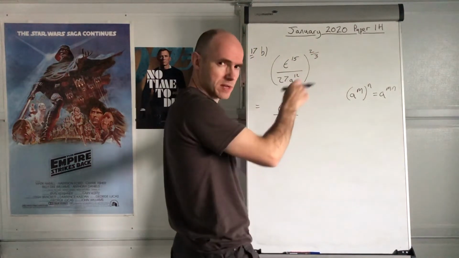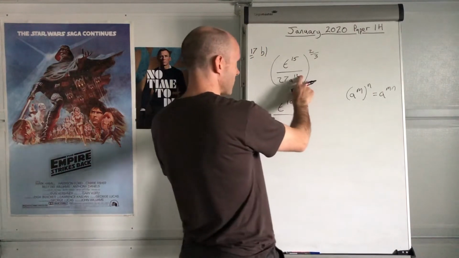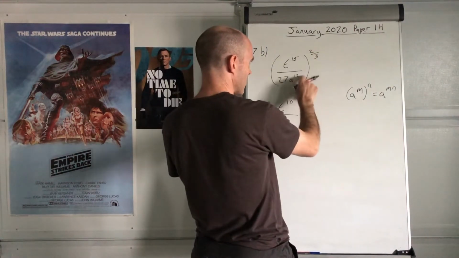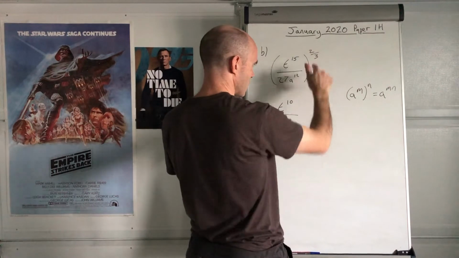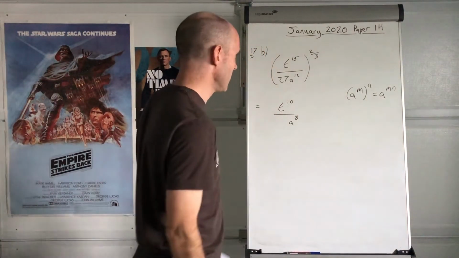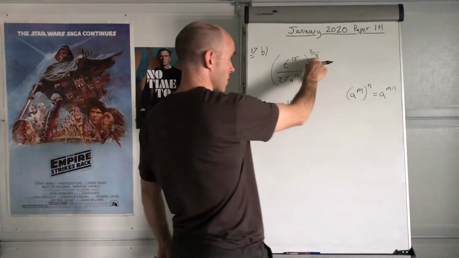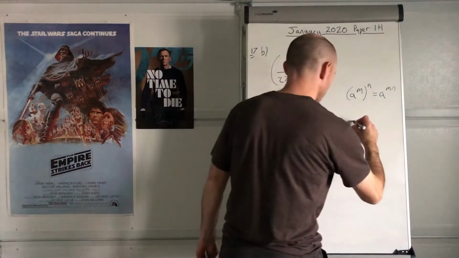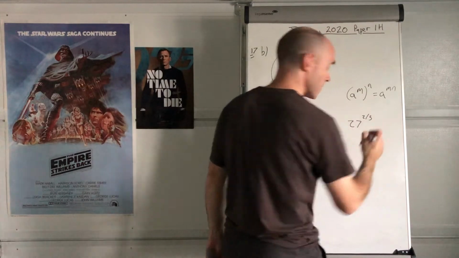Let's worry about the 27 in a minute. So a to the 12, same again, multiply indices, 12 times 2/3, 2/3 of 12 is 8. So a to the 8th there, okay. With the numbers, you just have to do it to the power of 2/3. And use your calculator if you need to. 27 to the power of 2/3. It will do it for you.